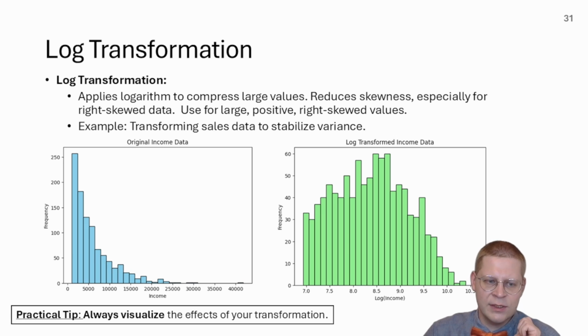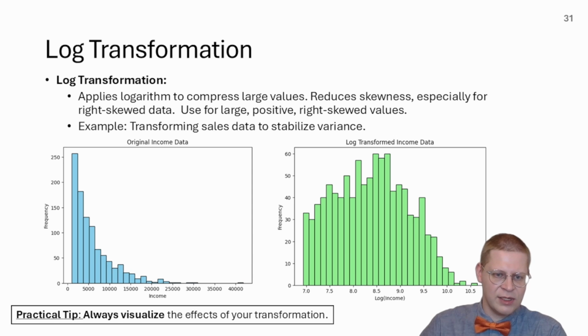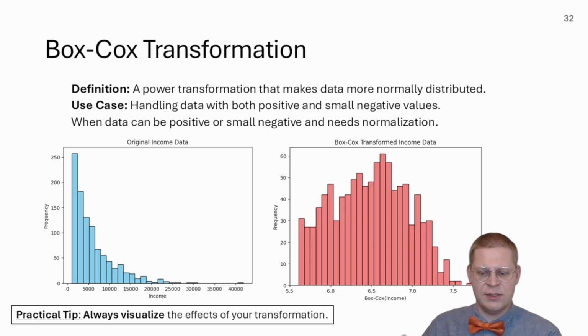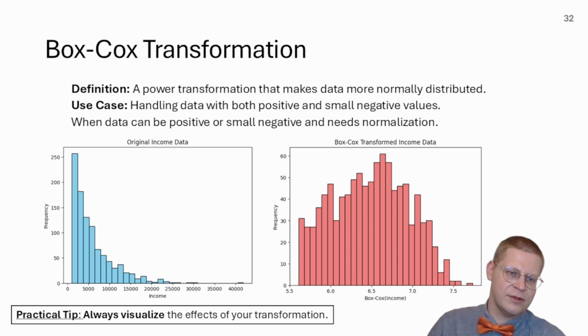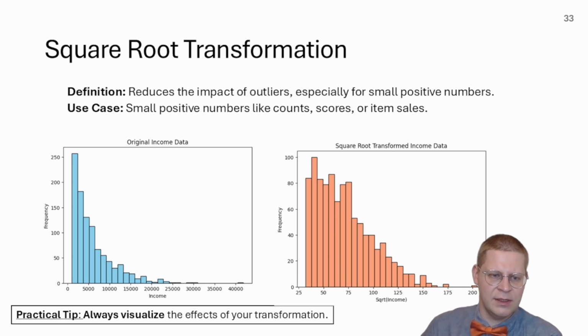And again, always visualize the effects of your data transformation. That really helps, and that might provide you some insights about your data. Another transformation is box-cox transformation. It makes the data more normally distributed, and it's just another type of the transformation that uses power transform under the hood. There is also like a square root transformation. That's simple. You just apply square root to your existing data, and that's it.